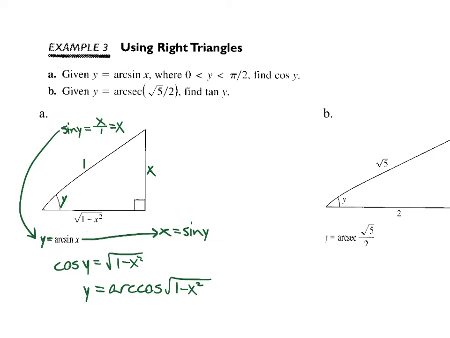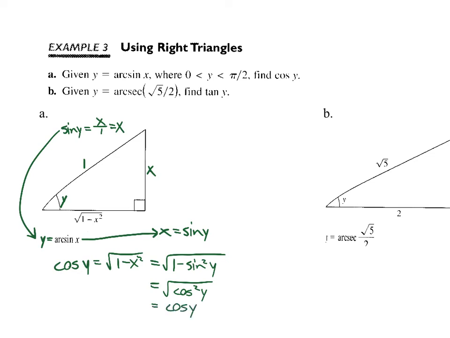Alright? So, let's think about this here. Let's see if we can't come up with something a little better. So cosine of y is going to be the square root of 1 minus sine squared y. That's the square root of cosine squared, which is just cosine. Alright, so you see how this kind of all goes together? But to answer the question here, cosine of y is the square root of 1 minus x squared.